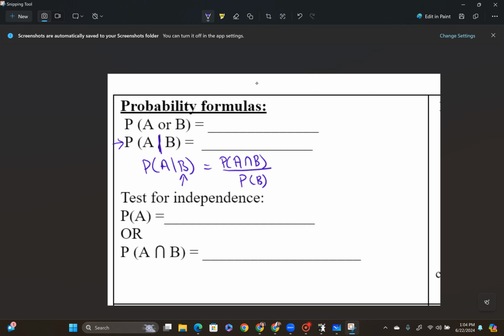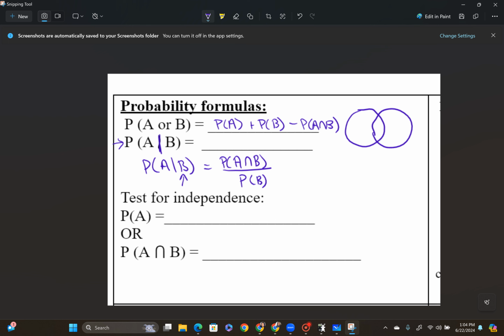The other formula that you need to know for probability is that the probability of A or B is equal to the probability of A plus the probability of B minus the probability of A and B. So whenever you see a question like that, think of the Venn diagram.